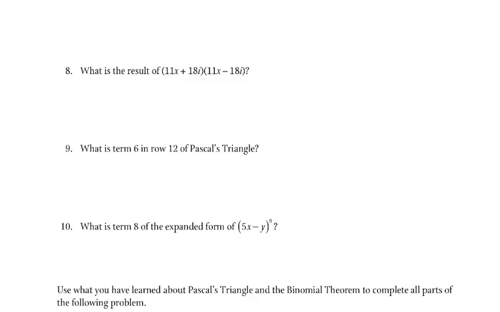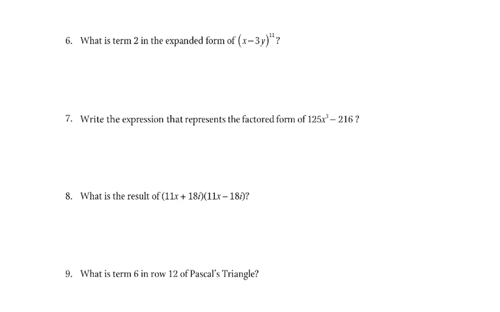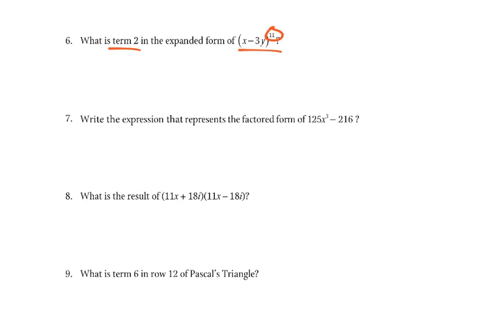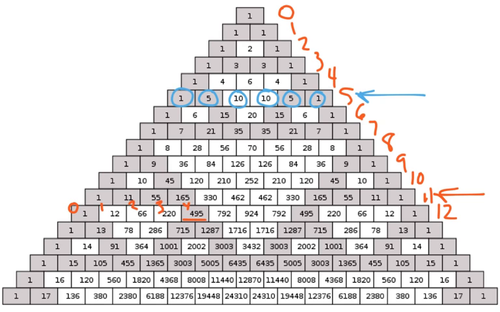Alright. Now, let's keep doing this. So 6, it just wants the second term of this expanded form. So we've got the power of 11, so we're going to the 11th row, and it wants the second term. So I go 0, 1, 2, so 55 is my coefficient.